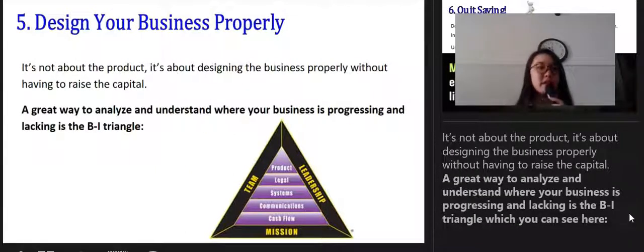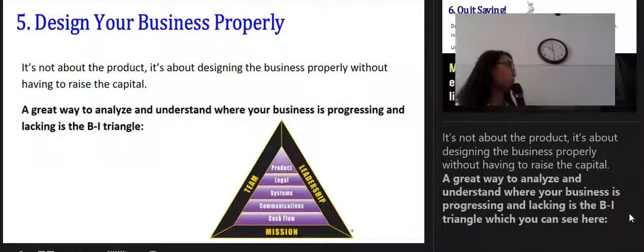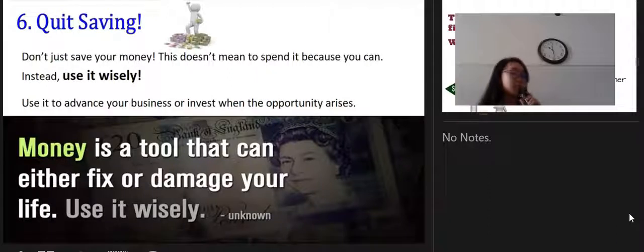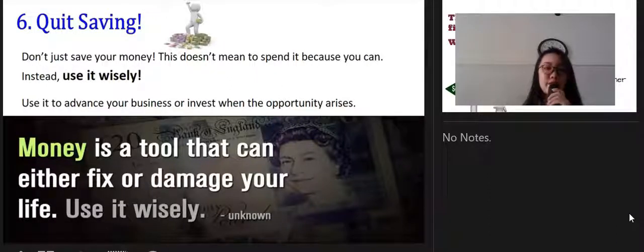Fifth, design your business properly. This is not about the product, it's about designing the business properly without having to raise the capital. A great way to analyze and understand where your business is progressing and lacking is the B-I triangle. Sixth, quit saving. Don't just save your money. This doesn't mean to spend it because you can. Instead, use money wisely. Use it to advance your business or invest when the opportunity arises.